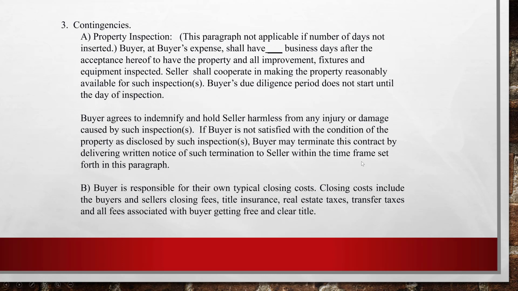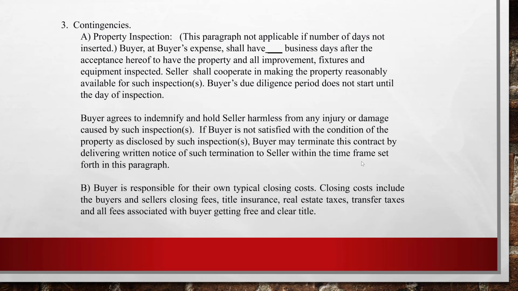Contingencies. This is the time in which you have to inspect the property and basically the amount of time that you have to back out of this contract if you choose not to purchase the home. Or if you are wholesaling the property, the amount of time that you have to wholesale the property before you are out of due diligence. Due diligence and contingency period is basically the same exact thing. So let's go over the property inspection period.